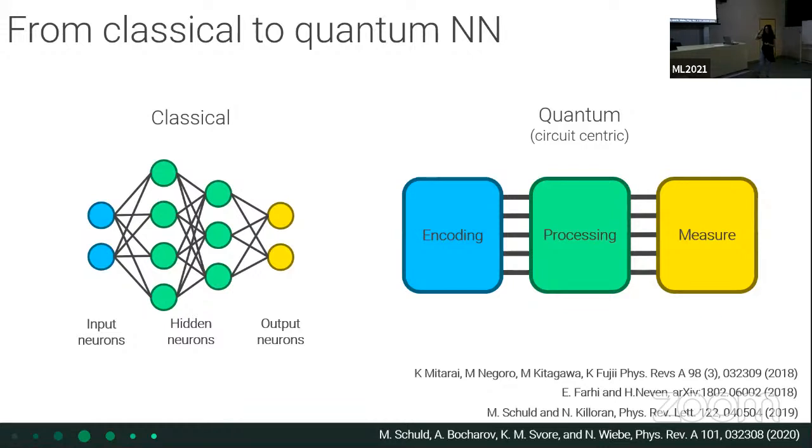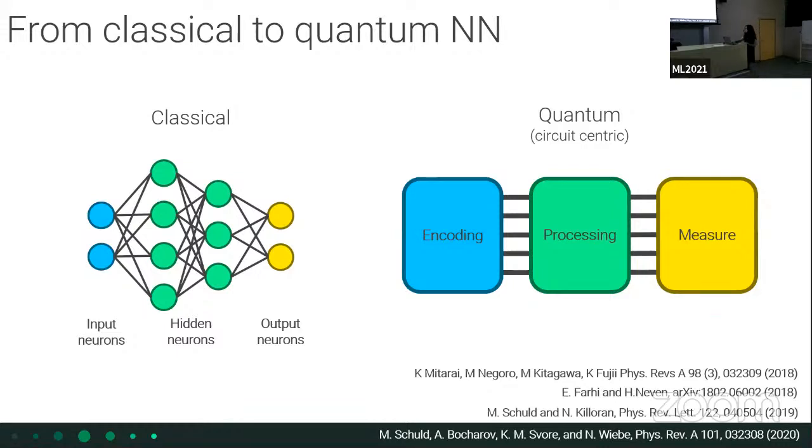Similarly, we can think about different proposals of quantum neural networks. This is not the unique one. This is the circuit-centric-like one. And there are all these references and more that talk about them. So the idea is similar. We have some encoding part, we have some processing part, and the measurement that we will use to construct the cost function. And we have to optimize the parameters in the processing and encoding parts, okay? So the general picture is exactly the same.